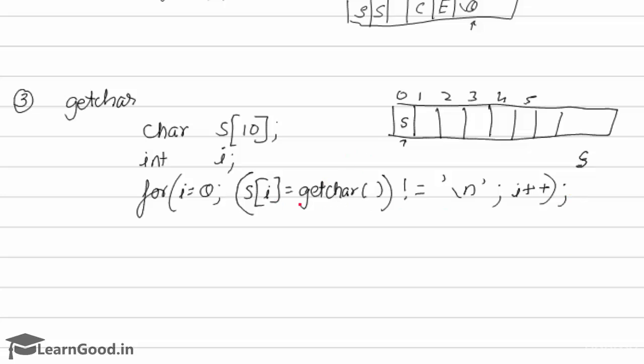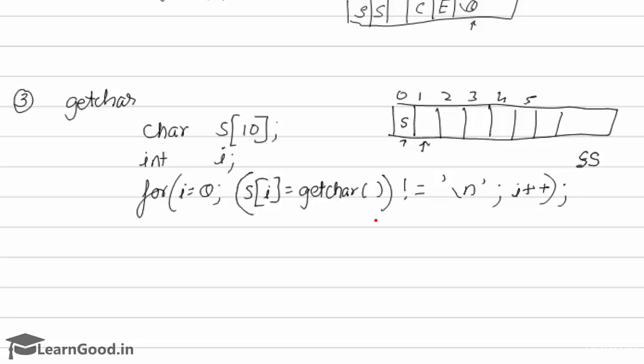So what happens here? i value is 0, s of 0 is equal to getchar. I have entered s here, and that s will be stored inside s of 0th place. And that s is not equal to \n. It checks the condition. If it is true, then it goes back here to i plus plus. So i is going to be 1 this time. After expression 3, again it comes back to expression 2. Once again, s of i, where i value is 1, so s of 1 equals getchar. So it's reading the second character.